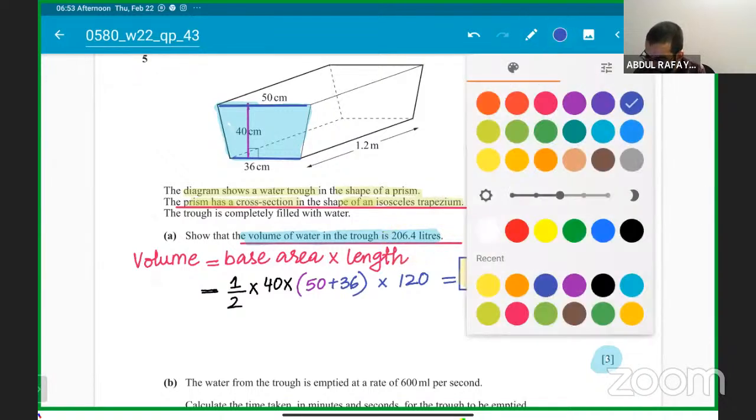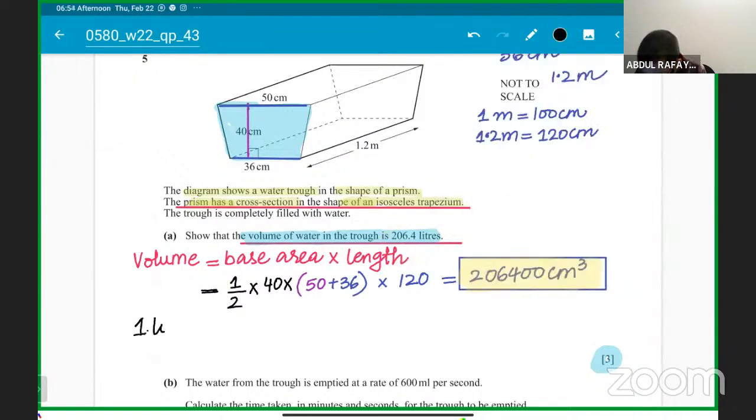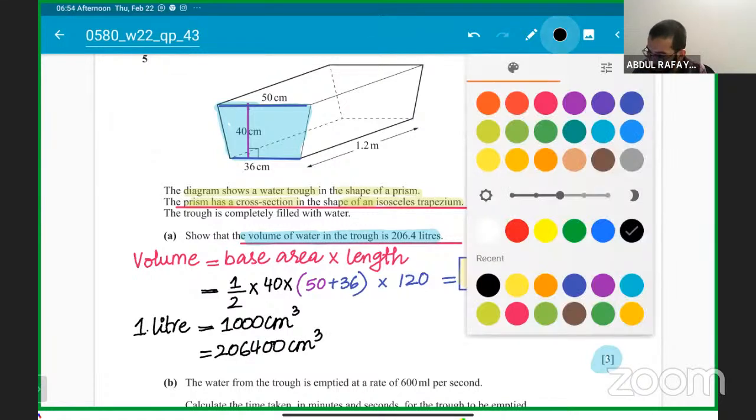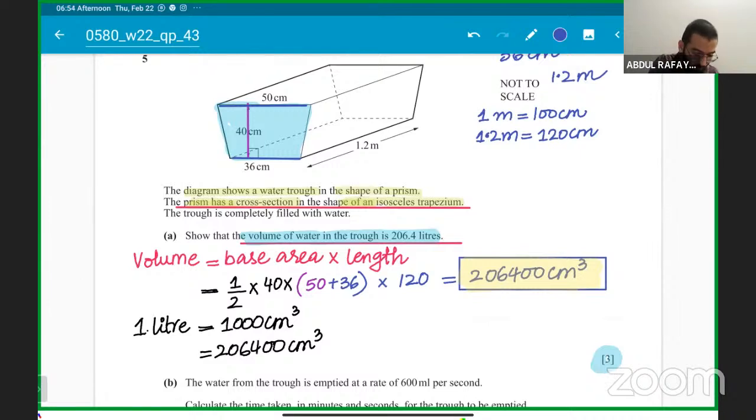So again, the conversion will come in, that students must know. 1 liter is 1,000 centimeter cube. Got it? So 206,400 centimeter cube, when you convert it into liters, divide by 1,000. So 206,400 divided by 1,000 will come to 206.4 liters. Okay, understood, guys?